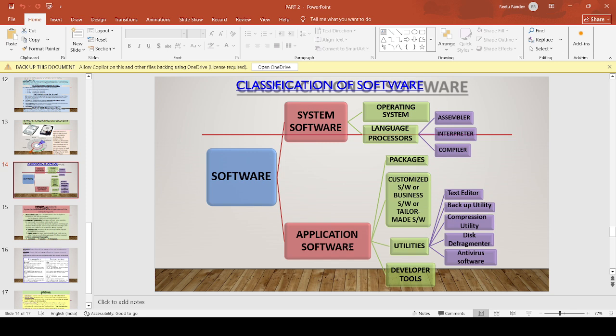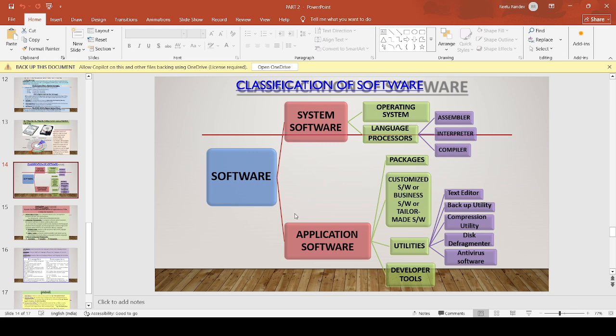System software means the bare need to run the system. Operating system is the big example of system software. So system software is further of two types, operating system and language processors. What are language processors? Language processors are further divided into assemblers, interpreters, compilers.